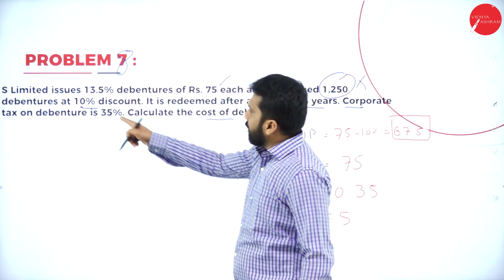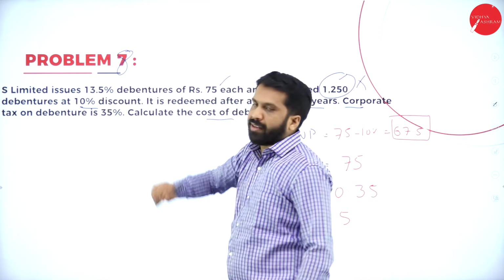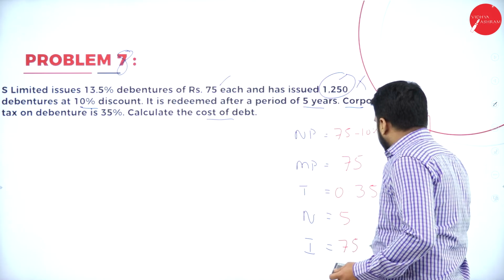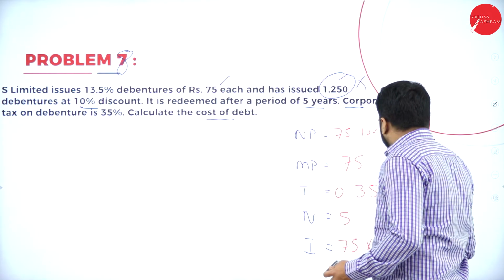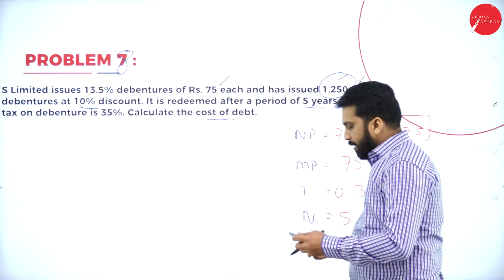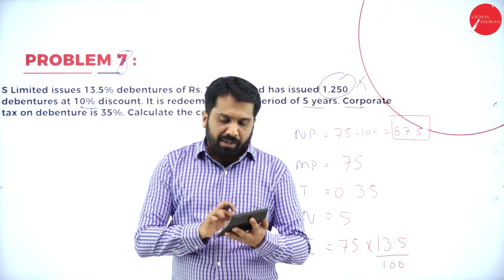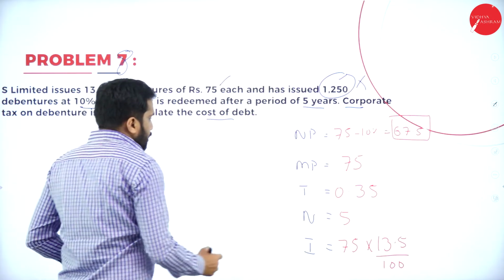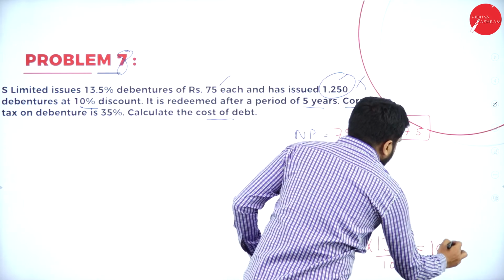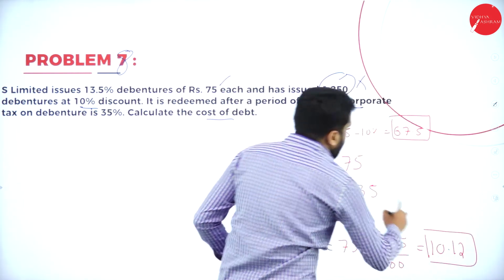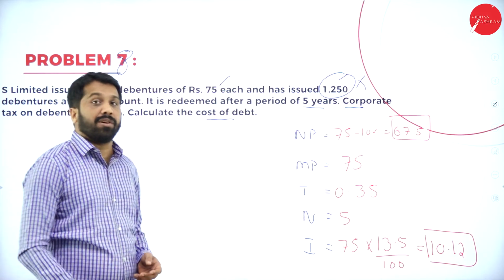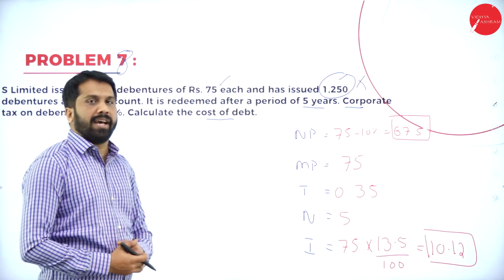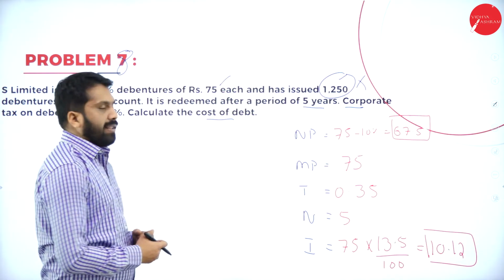Interest is how much? 13.5% on 75. Now take 75 multiplied by 13.5%. I'll calculate this. 75 into 13.5% is 10.12. So your answer is 10.12. Hope you understood. Like this, you are supposed to calculate. So these are the informations we have in this. I'll go back and calculate your answer.